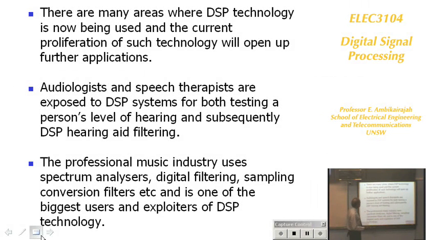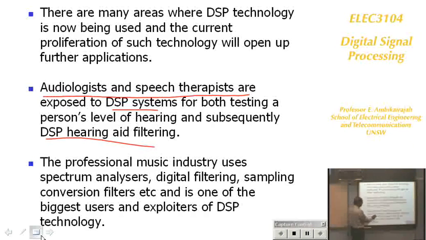And there are many, many areas where you are using digital signal processing. For one or two examples, audiologists and speech therapists are using DSP systems for testing a person's level of hearing. So that's also a DSP system. And then testing whether they need a hearing aid filtering. So they actually measure the frequency response of the ear, and by measuring that, there's a technique they use, and it's a DSP processor which sends the signals and receives the signals and does the measurement.